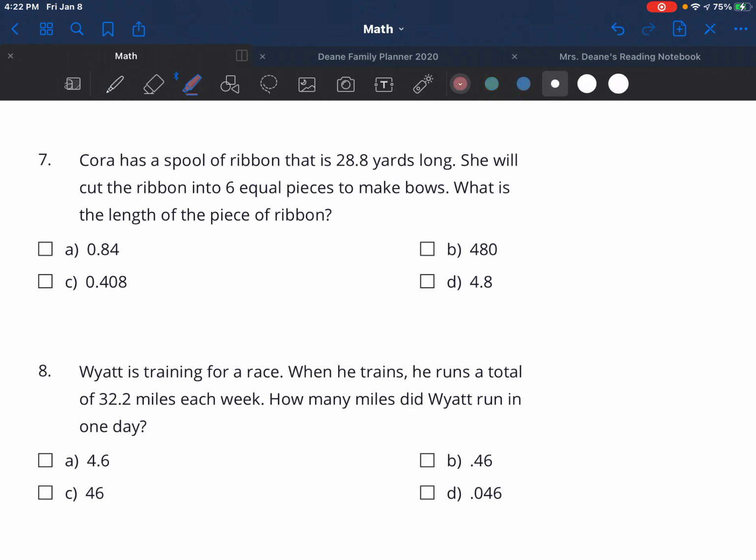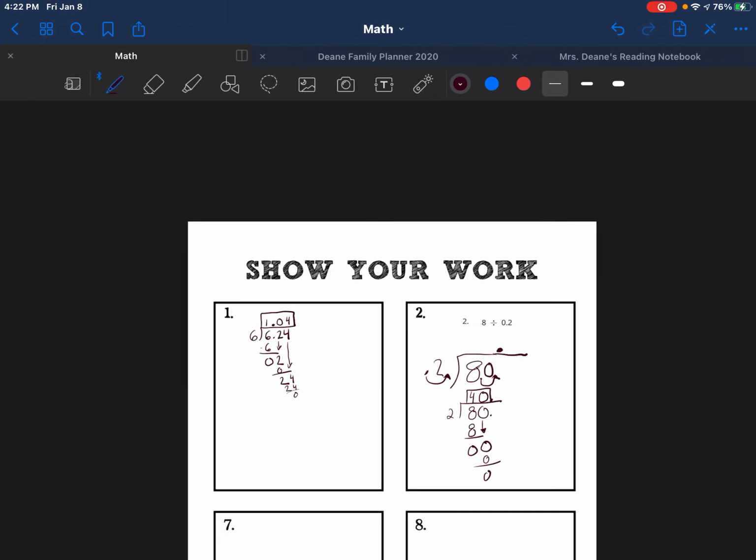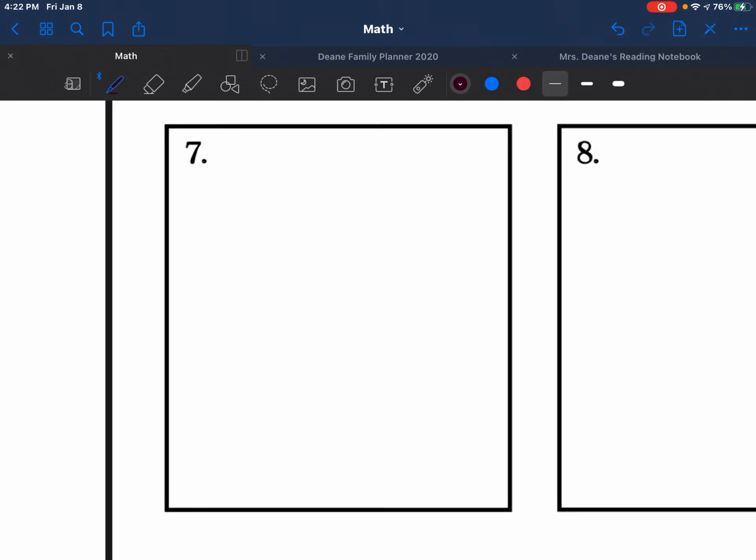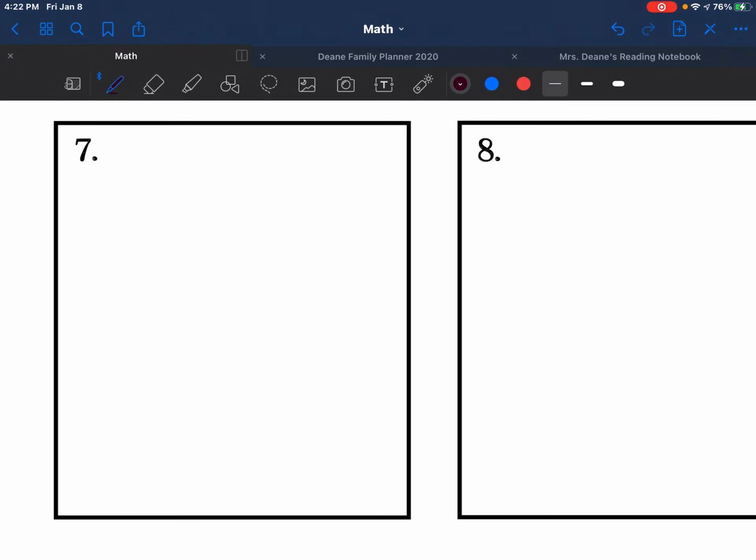Number 7 says Cora has a spool of ribbon that is 28.8 yards long. She will cut the ribbon into 6 equal pieces to make bows. What is the length of the piece of ribbon? So this is one where we're going to have to go to our work paper. So we got a number 7 in our work paper.